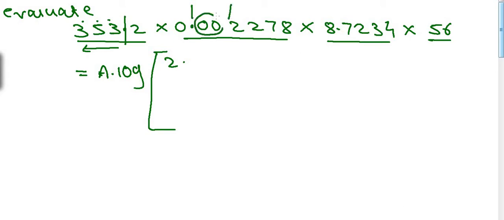Count the number of zeros between the decimal and the first non-zero digit, 2. Add 1 to it and make it negative. So 2 plus 1 is 3, and bar 3 is the characteristic.